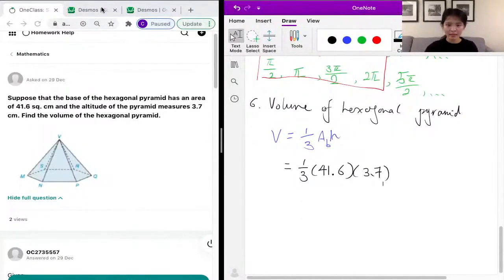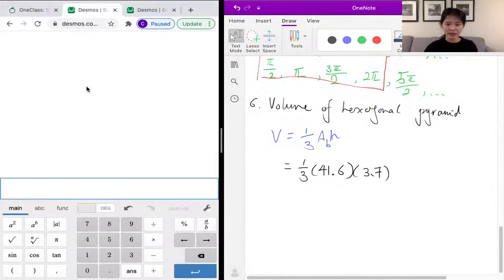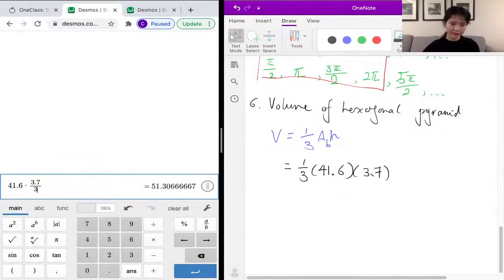In this case, you can do it by hand, but it takes a while. So I'll just use our calculator, and I'll just type the numbers in. So we have 41.6 multiplied by 3.7, and then divided by 3, which is, by the way, because this is all multiplication and division, the order of operation doesn't matter, and we can just type into the calculator like this.